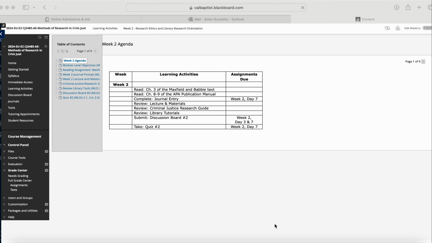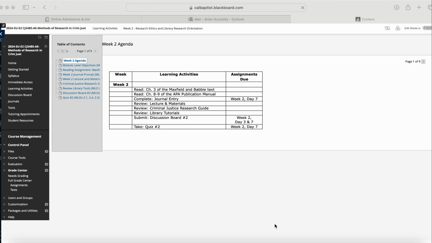We have a journal entry that's going to be due on day 7 of week 2. Remember that we still work on a Monday through Sunday calendar with all assignments on every given week due by Sunday at midnight. We have some review and lecture materials.